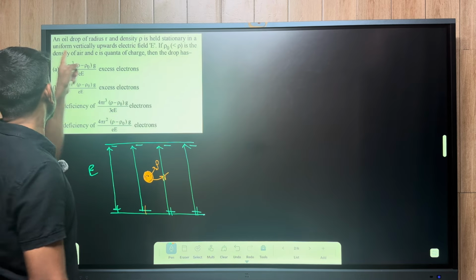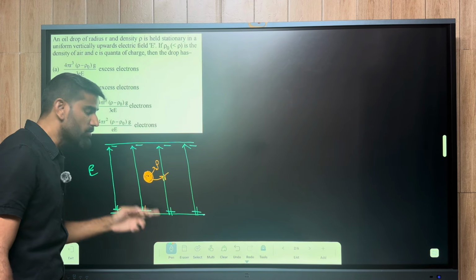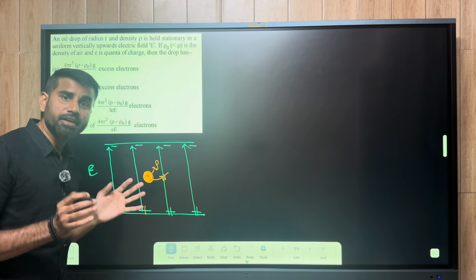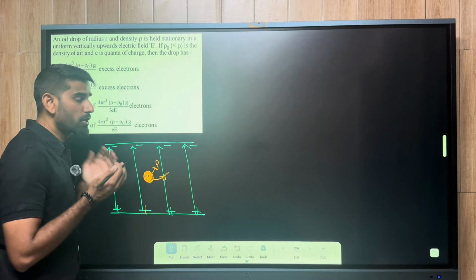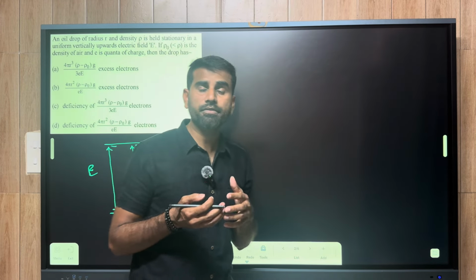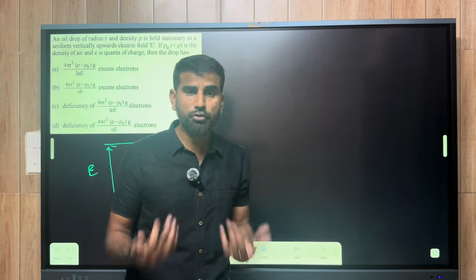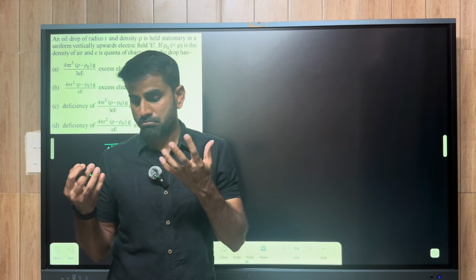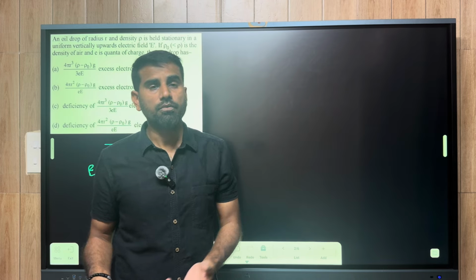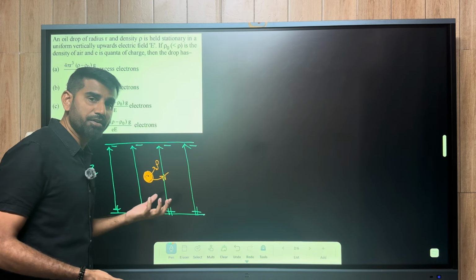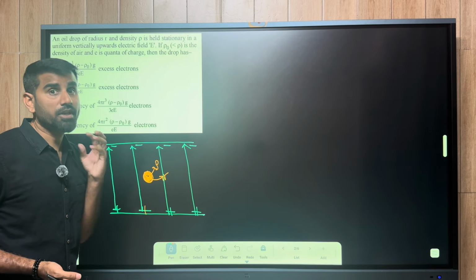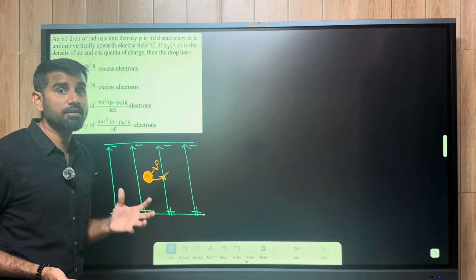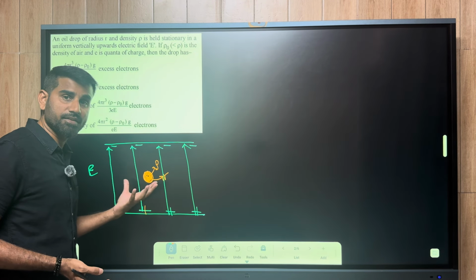If rho naught is the density of air, then the space between the two plates is not empty. It is filled with air. That means when an object is placed in a fluid, especially fluid like air or water, it experiences the buoyancy force. So we can even consider the buoyancy force in this case.